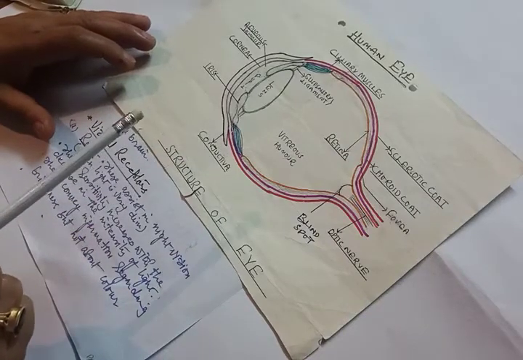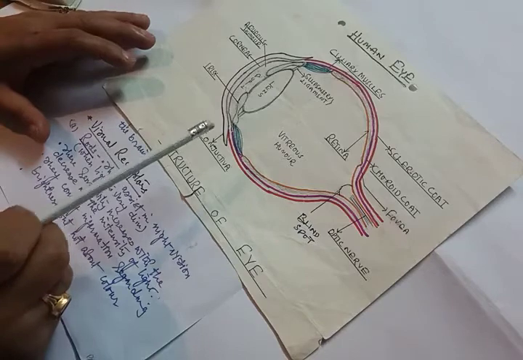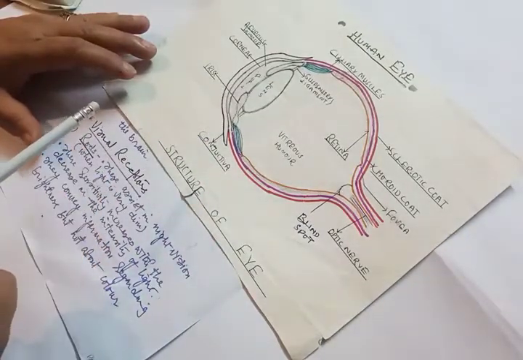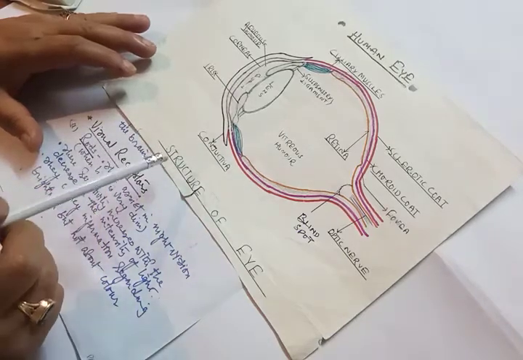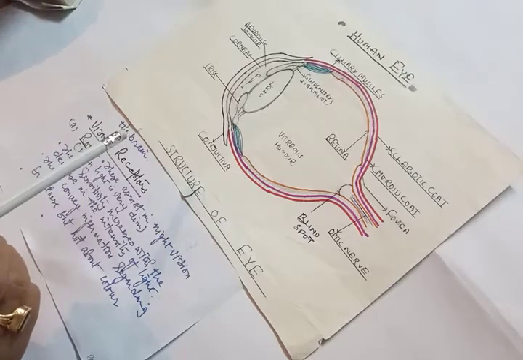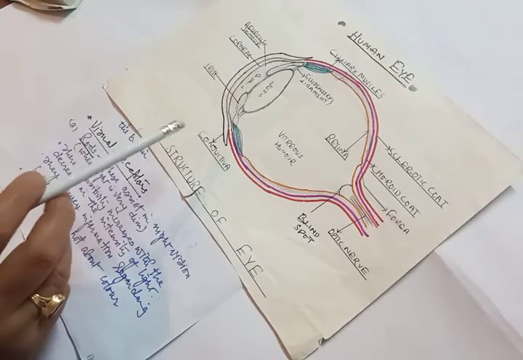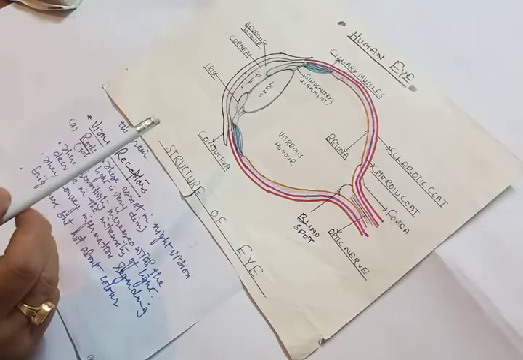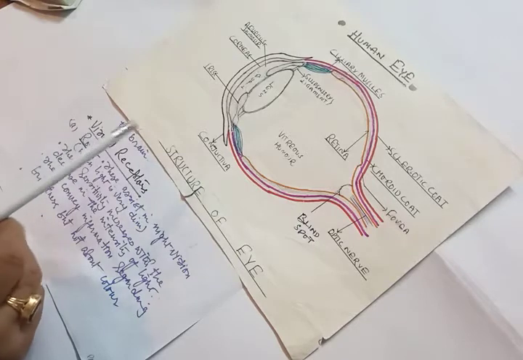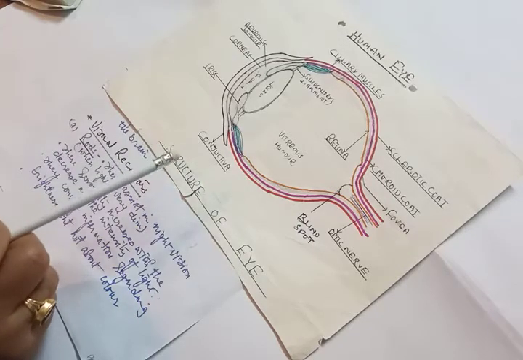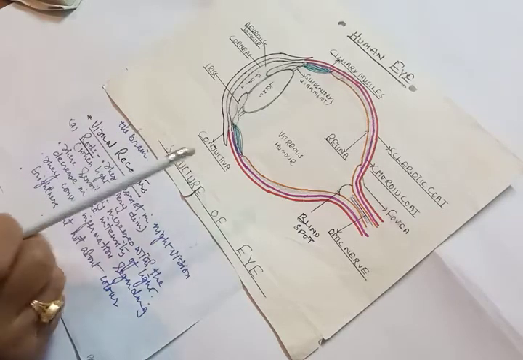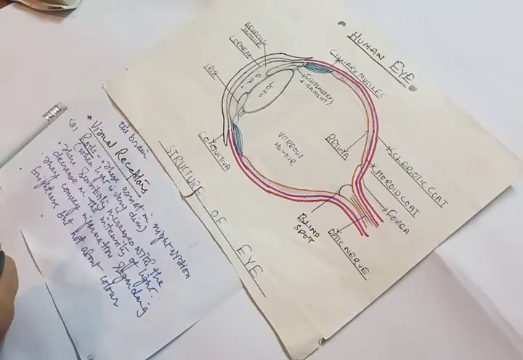Hello students. In the last video, we had discussed the structure of the human eye. I hope you have seen that and understood that. There we discussed the various layers or coats of the eyeball: the outer coat, middle coat, and innermost coat, which was the retina. The retina is the photosensitive coat of the eye, and it is the innermost coat.